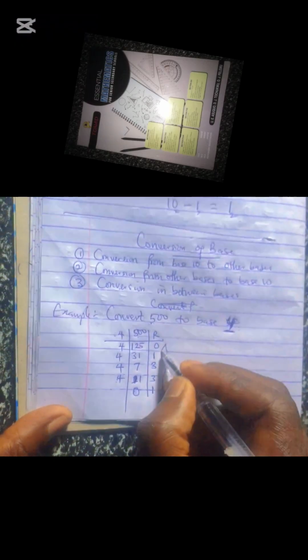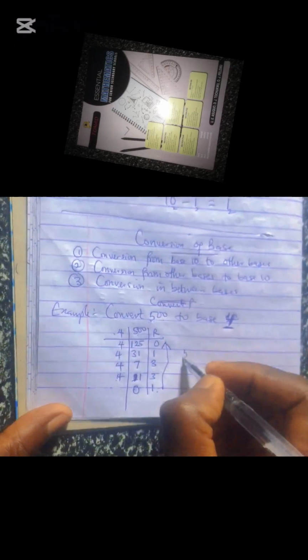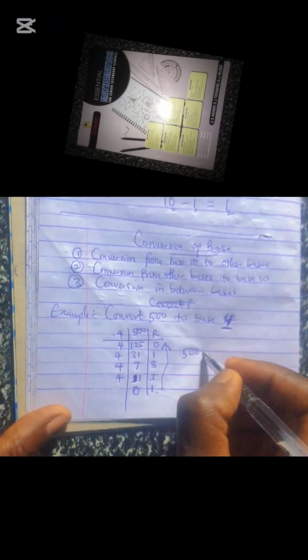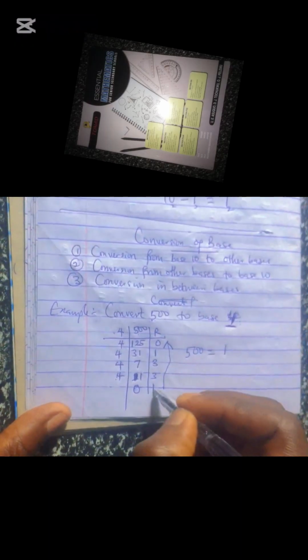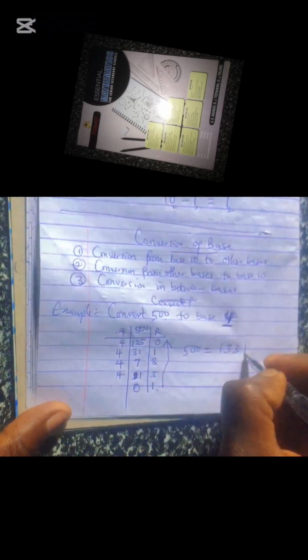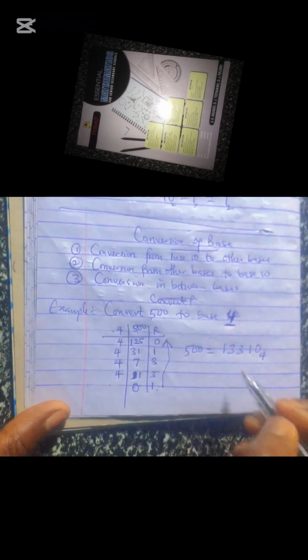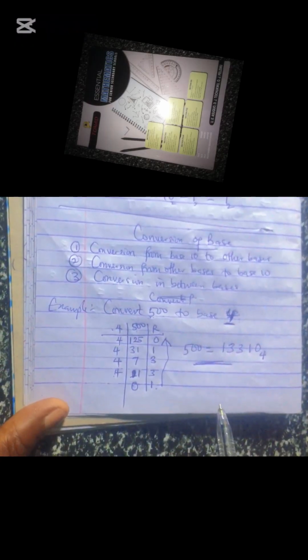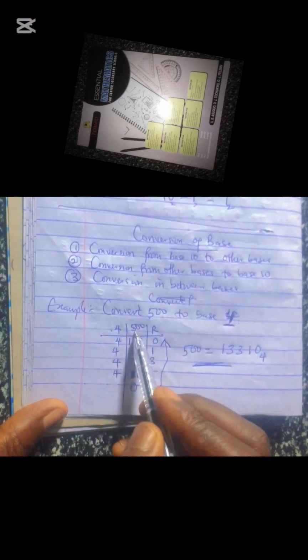Now we can write this thing upward. So we now say that 500 in base 10 is equivalent to, we start from the bottom, 13310 in base 4. So that is our final answer. So converting 500 base 10 to base 4.